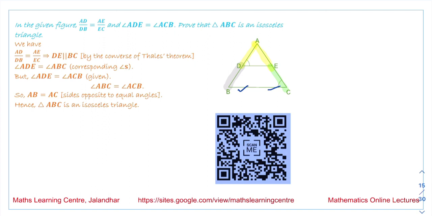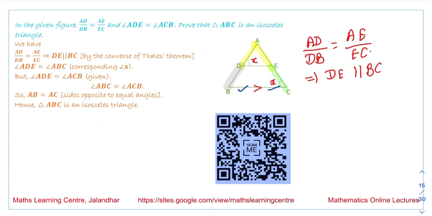So suppose this angle is x and this angle is x. Now AD over DB is equal to AE over EC, so this gives us that DE is parallel to BC. These two lines are parallel to each other. If these two lines are parallel, then this angle is x and this angle is also x, that is, these two angles are the corresponding angles.